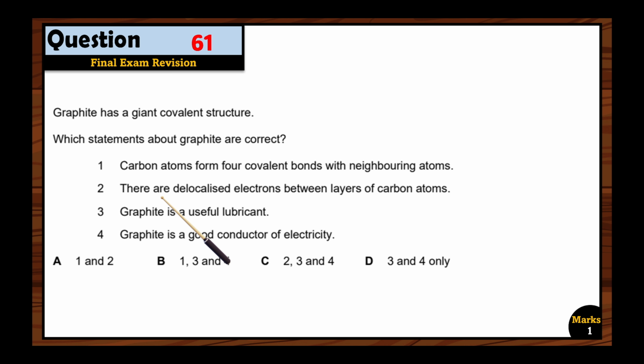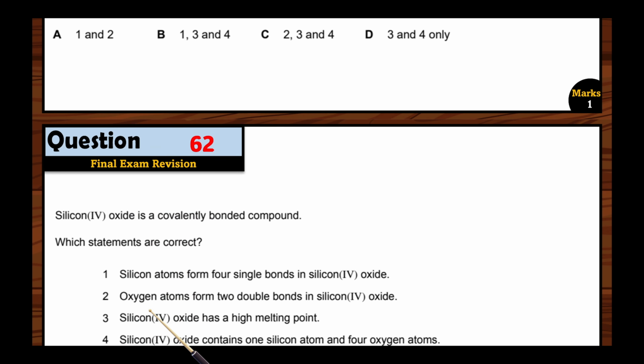Now let's see option number 2. There are delocalized electrons between the layers of carbon atoms. Yes, that's right. Graphite is a useful lubricant, right? Graphite is a good conductor of electricity. That's also right. So option 2, 3, 4, all are right. So option C is correct.